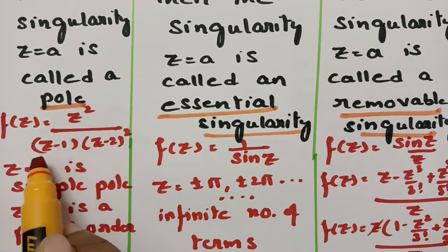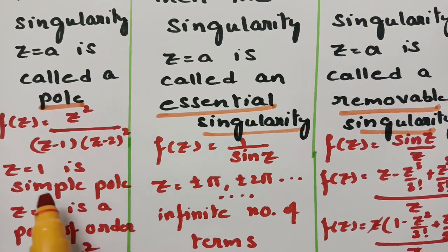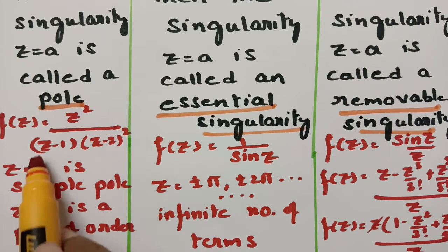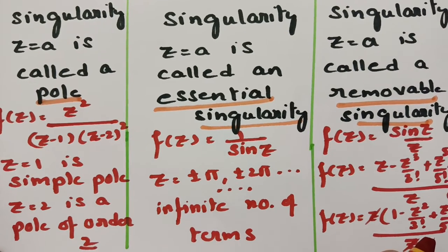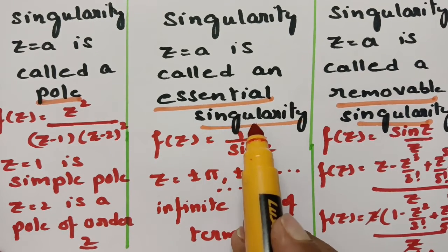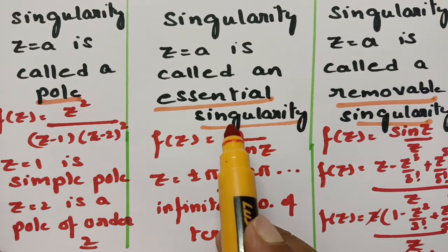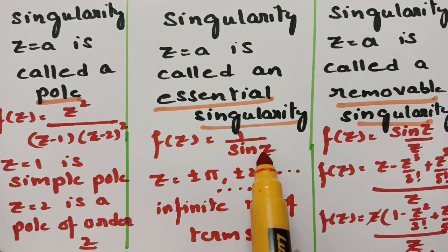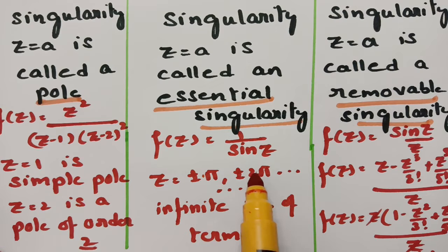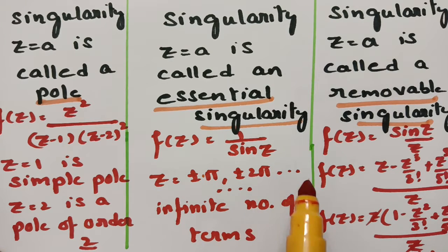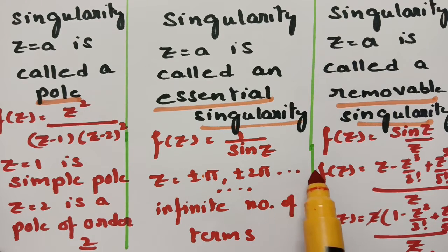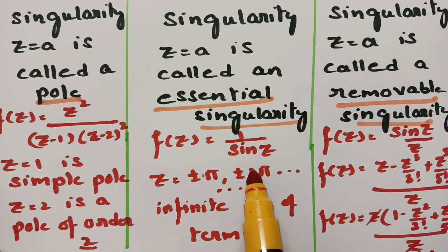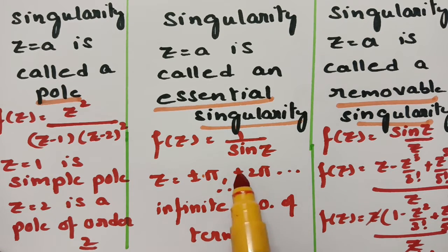Example: f of z equals z squared by (z minus 1) into (z minus 2) squared. If you equate the denominator to 0, z equal to 1 is a simple pole and z equal to 2 is a pole of order 2. So these are examples of poles. Coming to essential singularity, it should contain an infinite number of terms. Take 1 by sin z. If you equate sin z to 0, z will be plus or minus n pi, where n equals 1, 2, 3 and so on. Here there are an infinite number of terms, so these plus or minus 1, plus or minus 2 and so on are called essential singularities.